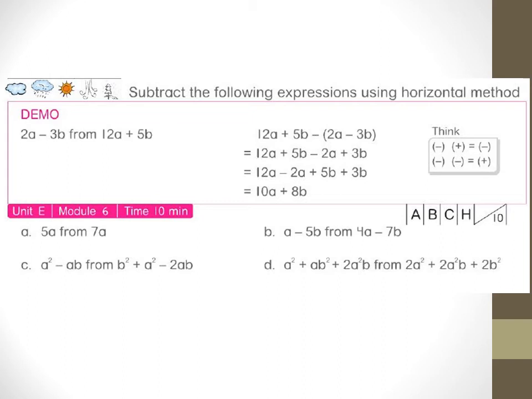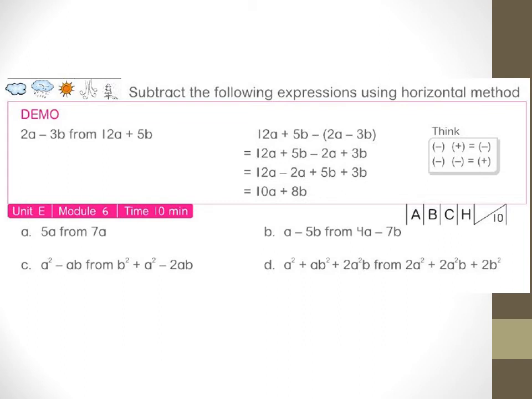So in the next line we will arrange accordingly the same variables together. So 12a minus 2a gives us 10a, and 5b plus 3b gives you 8b. So our final answer is 10a plus 8b. Pause the video for 10 minutes, look at the demo once again, and try to solve all the 4 problems in module number 6. If you have any problem, contact me.